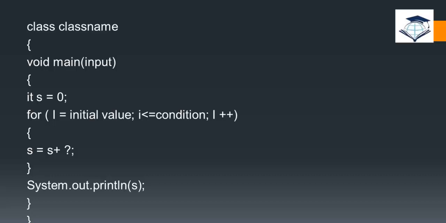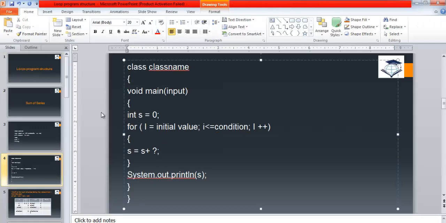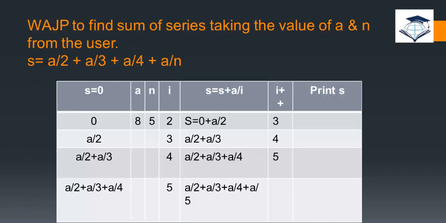So class name, void main, some input you have to give there. It is int s is equal to 0. This is the basic structure of a sum of series program. Class name, void main, input you have to give, int s is equal to 0, for initial value, condition value, and increment or decrement you give here. Inside the for loop, whatever sum is required you give it here, and then the SOPLN statement to print the sum. This is the basic structure for any sum of series program you take. This basic structure is enough if you understand it.